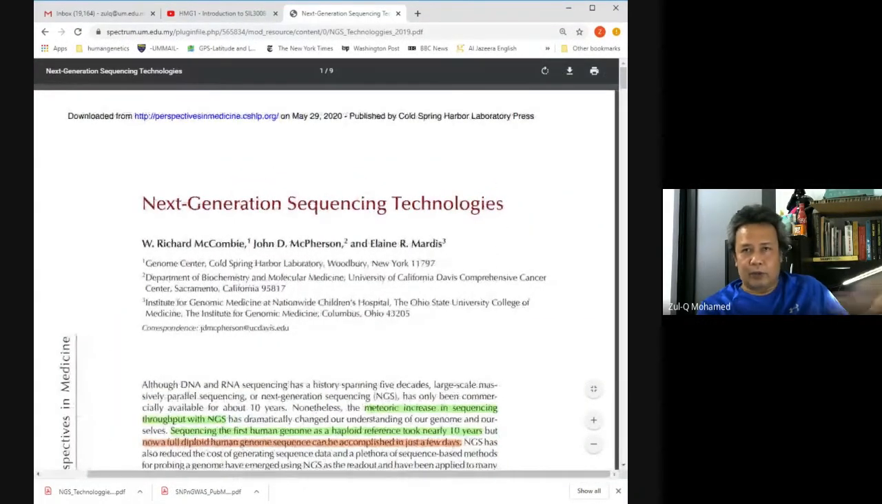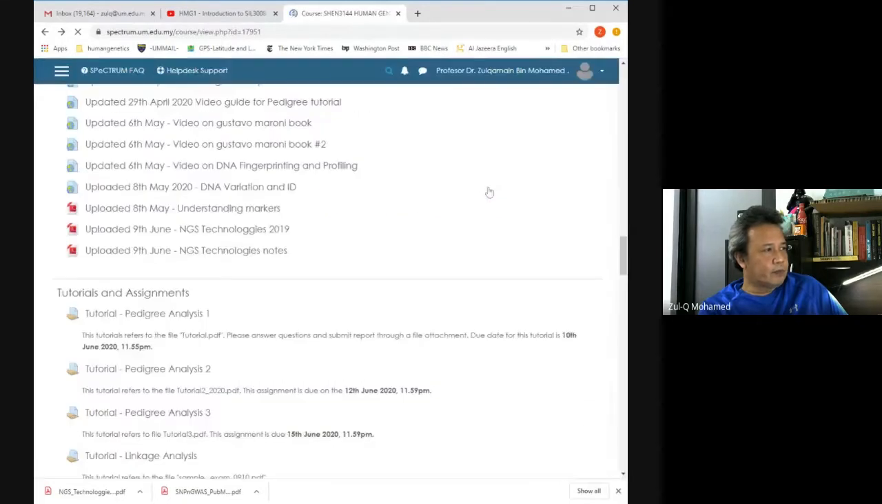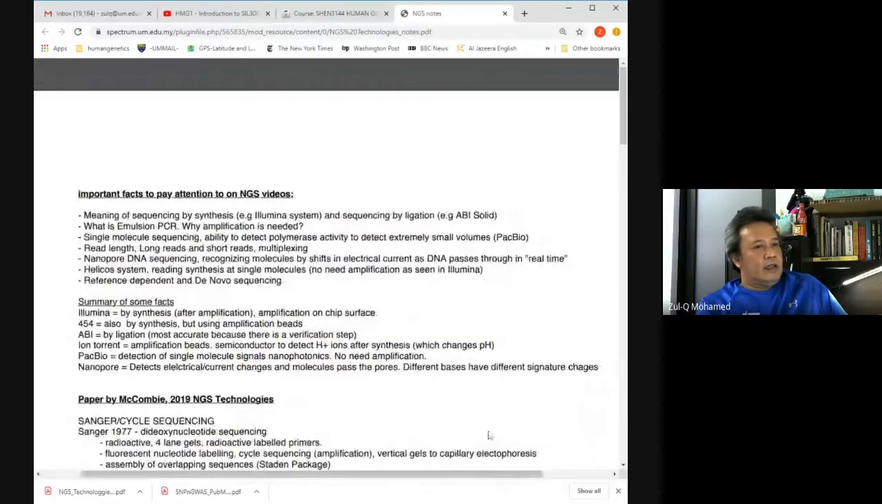It talks about, we're going to go through this paper, but to help you understand this paper, I've also given you this NGS technology notes. All right, so if you open up in that tab, okay. Today we're going to do this.